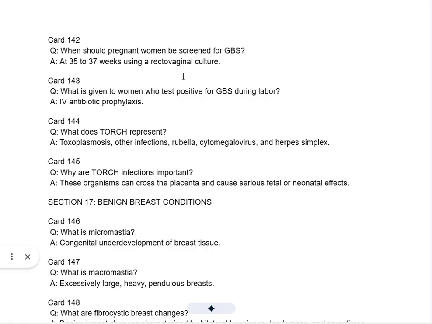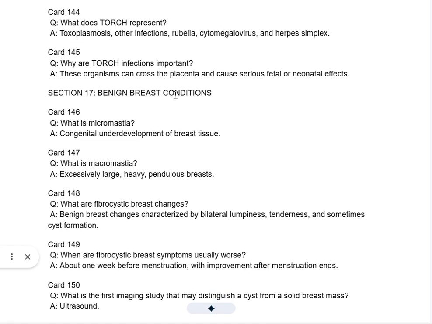Card 143. Q. What is given to women who test positive for GBS during labor? A. IV antibiotic prophylaxis. Card 144. Q. What does TORCH represent? A. Toxoplasmosis, other infections, rubella, cytomegalovirus, and herpes simplex. Card 145. Q. Why are TORCH infections important? A. These organisms can cross the placenta and cause serious fetal or neonatal effects.